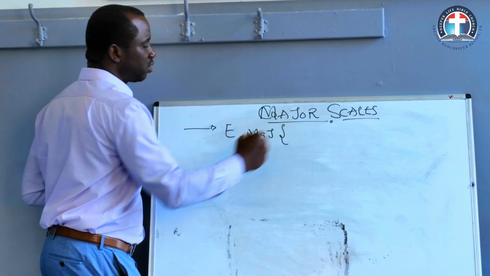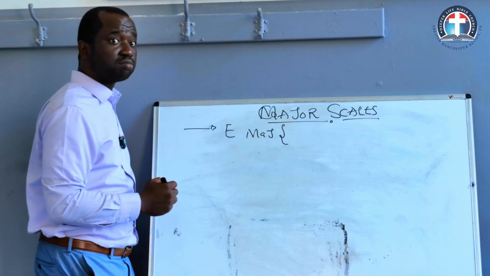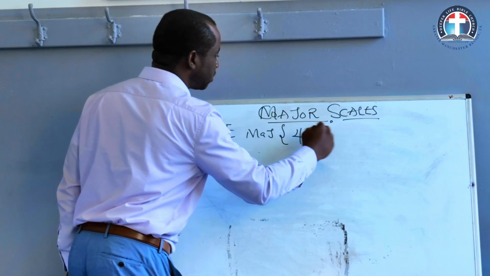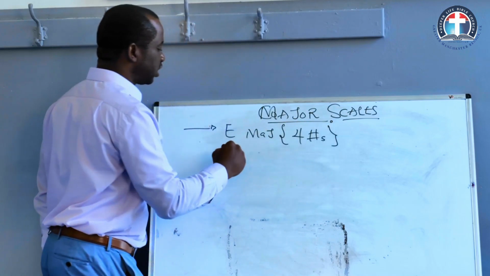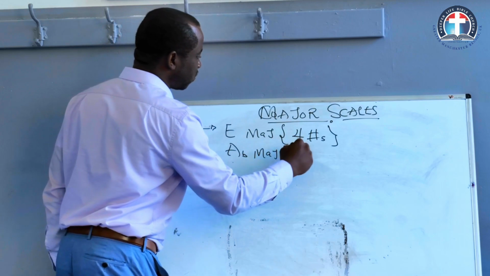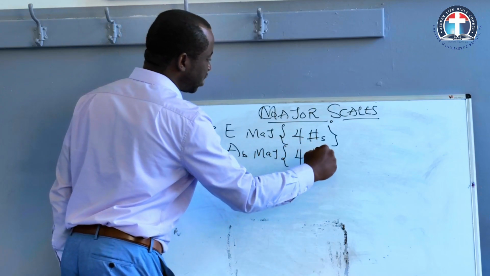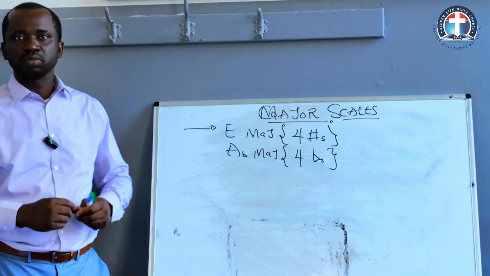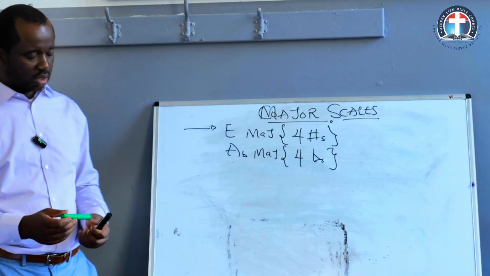with how many sharps? How many sharps in E major? 4 sharps. Yes, so 4 sharps. And then we looked at A flat major with 4 flats. That's just the difference. Every other thing is the same. The principle for building up your major scale is the same.